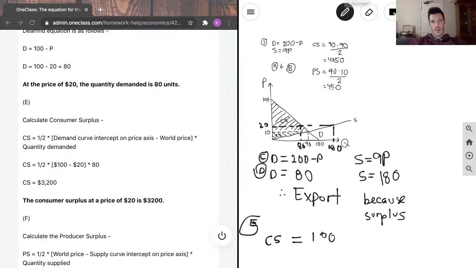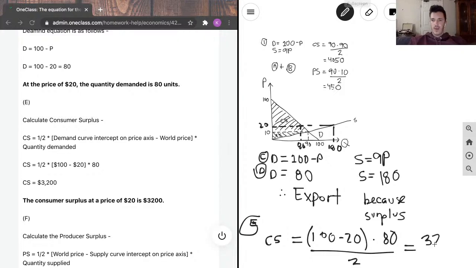So the consumer surplus is going to be the difference in this area here, so 100 minus 20, times the difference in this area here, 80 minus 0 is 80. So 80 times 80 is going to be 6,400 over 2. We're going to have a consumer surplus of 3,200. And our junior tutor said the same thing.